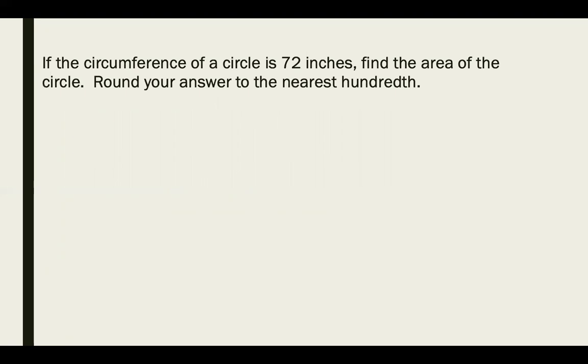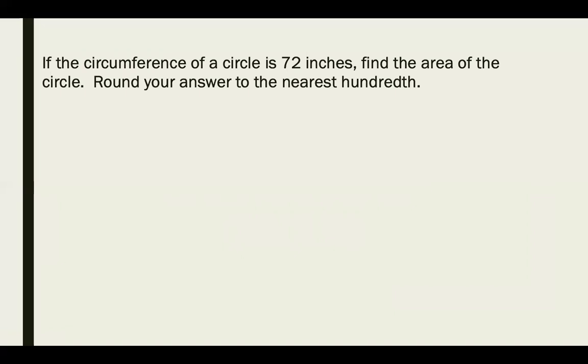If the circumference of a circle is 72 inches, find the area of the circle. Round your answer to the nearest hundredth. Okay, so we know our circumference is 72. We want to find the area. We've got two formulas, the circumference formula and the area formula. And those things have the radius in common. So we want to find the radius. Once we find the radius, then we can find the area.